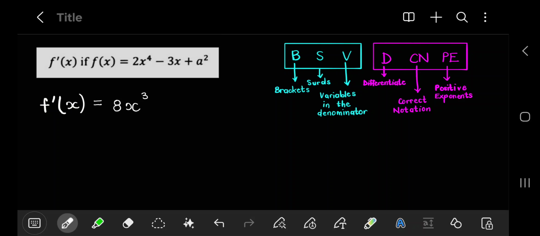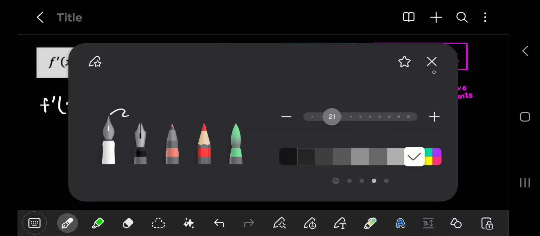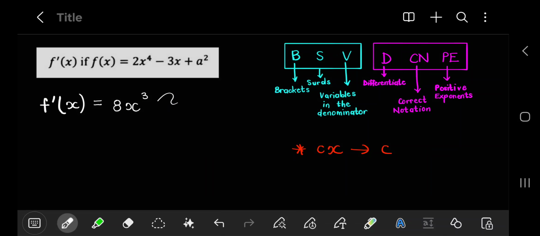For the second term, we've got negative 3x, and I showed you guys this rule in one of the previous questions that we've done, where if we have cx, where c is the coefficient and x is the variable, and x has an exponent of 1, much like what we have here with negative 3x, when you differentiate that, x falls away and you're just left with the coefficient. So here, where we have negative 3x, x will fall away and we're left with negative 3.